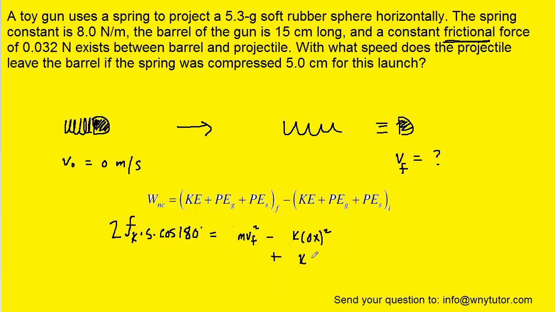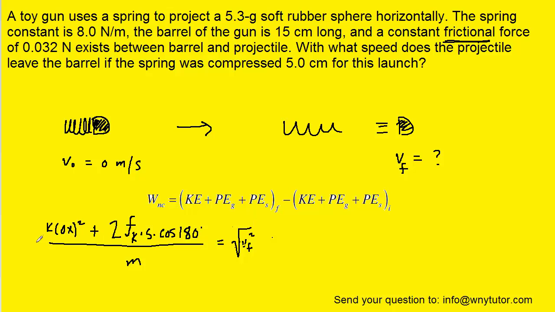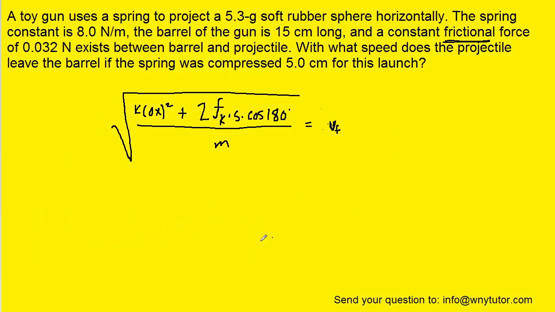We could then add the k delta x squared term to both sides so that we move it over to the left. We could then divide both sides of the equation by the mass m. And then finally we can take the square root of both sides, and that way the right side becomes VF. Now, we've cleaned up the workspace and we're getting ready to plug in all the known values.